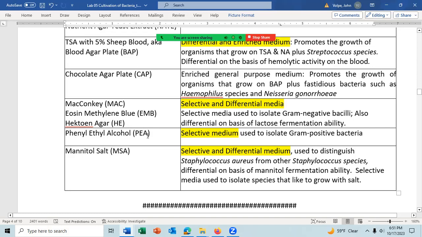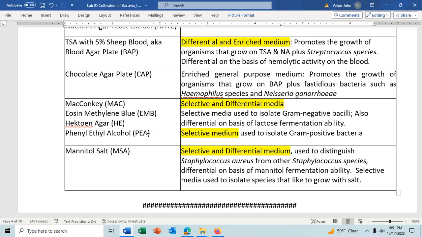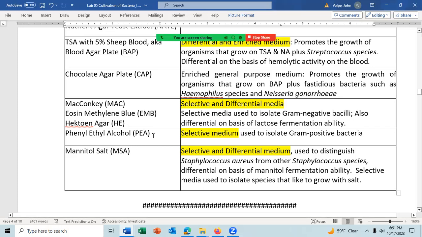They are all selective for gram-negative bacteria. PEA, or phenyl ethyl alcohol, is a selective media, and it is selective for gram-positive bacteria. It selects against gram-negatives. Trying to remember. Yeah, it gets on the cell wall of gram-negatives and prevents their growth.